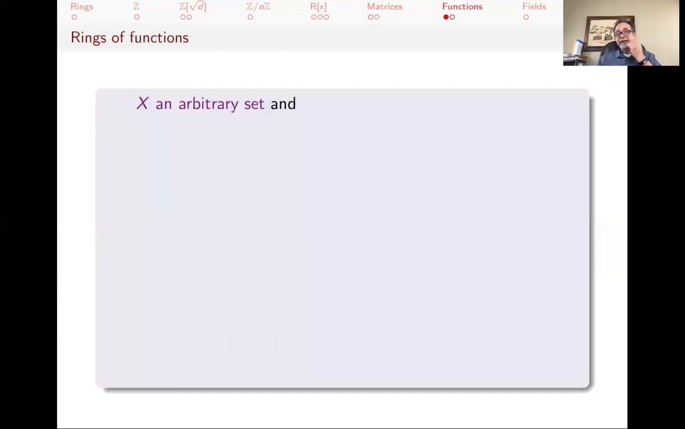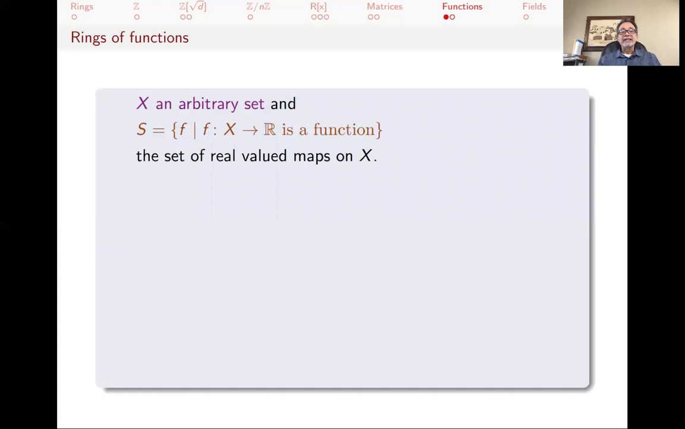Our next set of examples, in fact our final set of examples of rings, before we give a few examples of fields, is where you start with a set and you look at functions. So I want to talk about rings that come from functions. In some areas of analysis, these rings of functions play an important role. So S is all the functions from X to the real numbers, another way of thinking about it, the set of real valued maps on X. That's another way of saying the same thing.